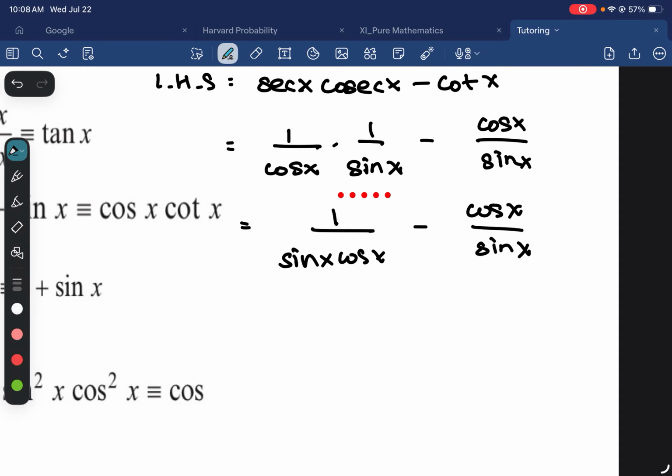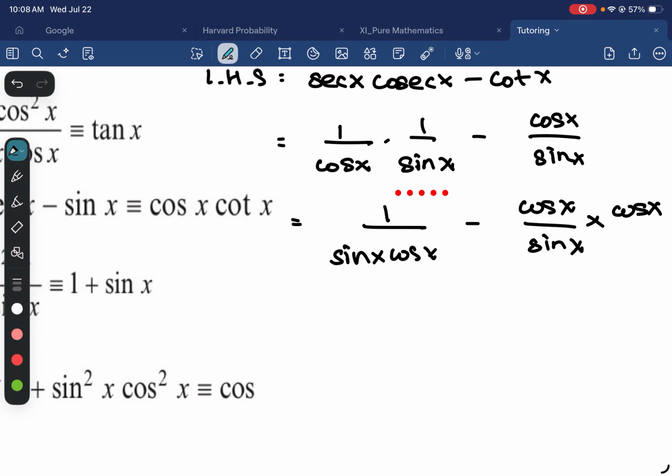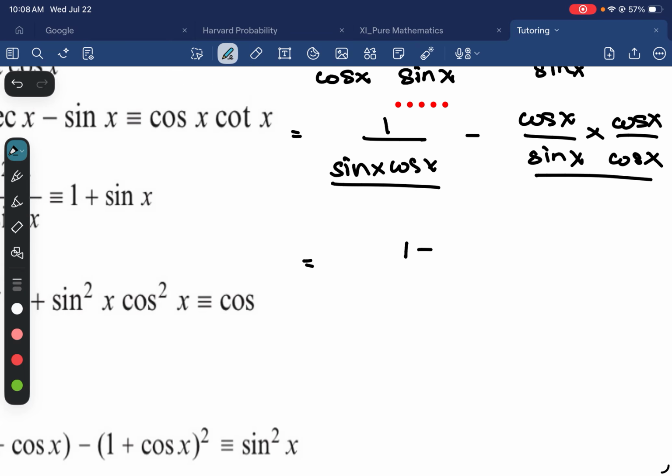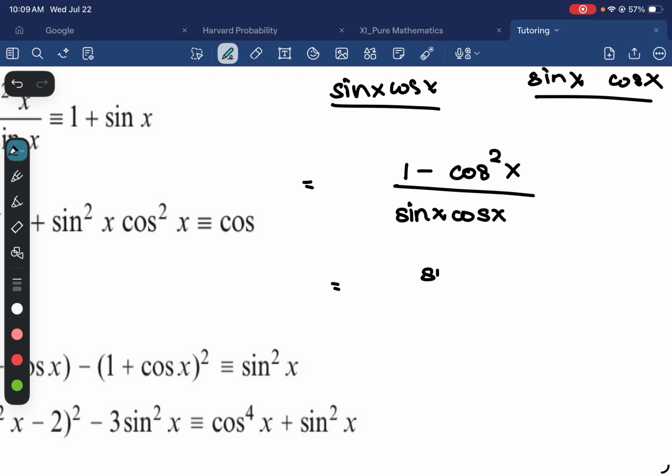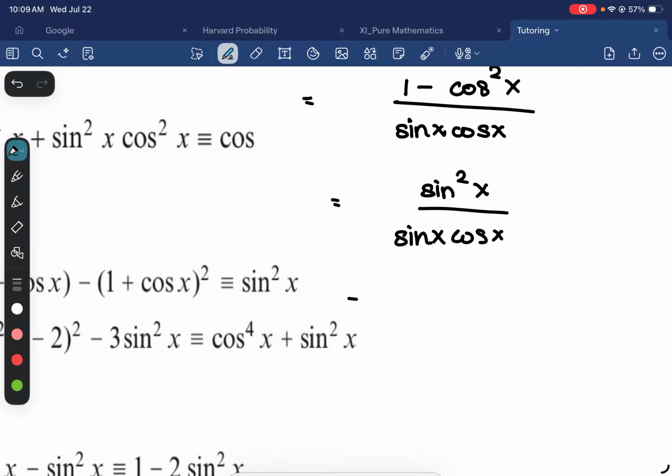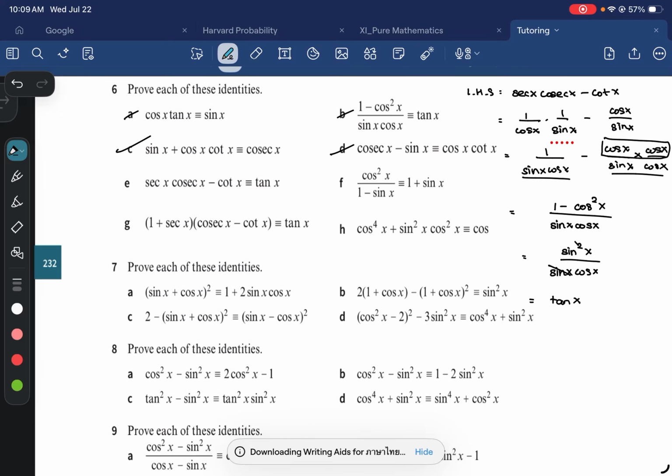Now if I want a common denominator, I need to multiply and divide by cos x. So this is sine x cos x, and this becomes sine x cos x. So I will have 1 minus cos squared x in my numerator, and I will get sine x cos x in my denominator. Now how do I get this? Well, this simplifies to cos squared x, and now that I have the same denominator, I can put the things together. 1 minus cos squared x is sine squared x divided by sine x cos x. And now I can cancel out one of the sine x, and sine x divided by cos x finally gives me tan x. So that is how you get tan x for part E.